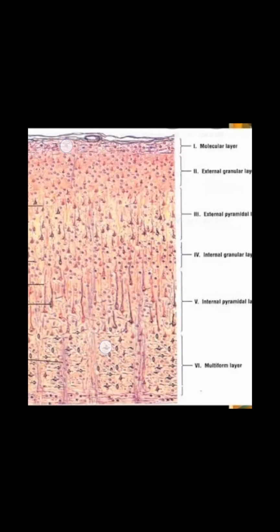Now, the allocortex has a much simpler structure and consists of only 3 layers. These 3 layers are the molecular layer, pyramidal cell layer and multiform layer. So, this lecture was regarding the histology of the cerebrum.